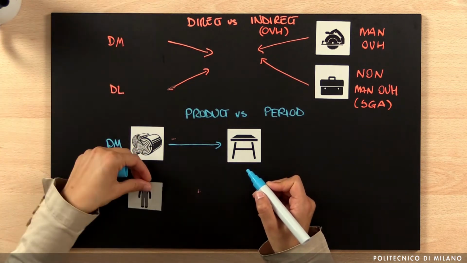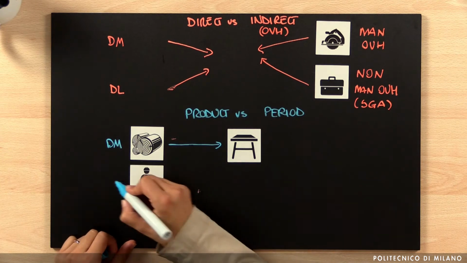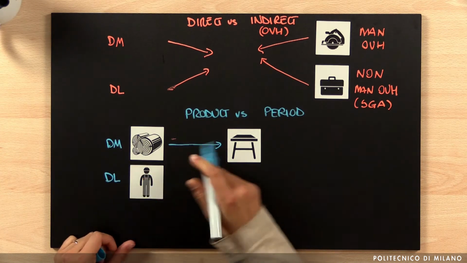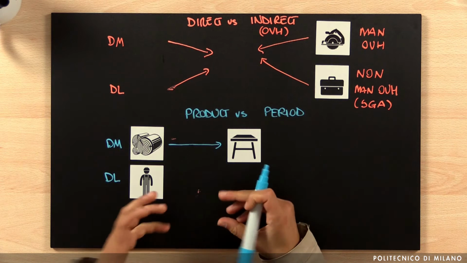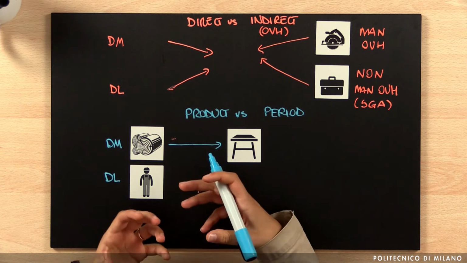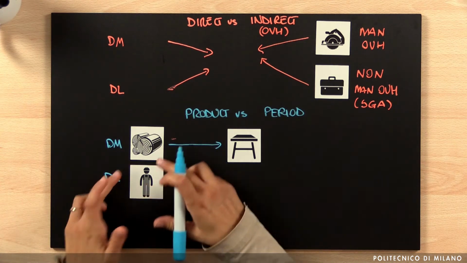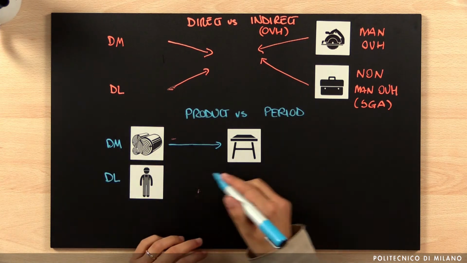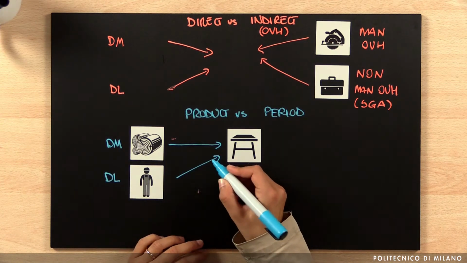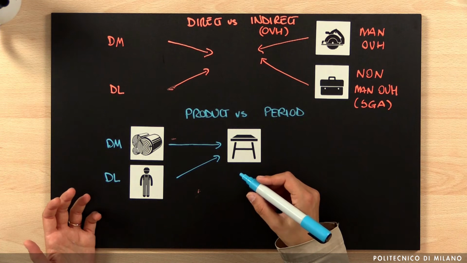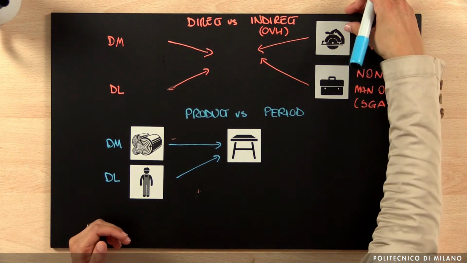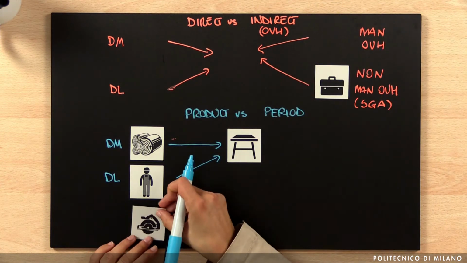Then we will have the direct labor. And the direct labor, again, represents a production cost because we are talking about employees that are physically involved in the transformation of the raw material, in this case the wood, into the final product, so into the table. And then we have a third category of product cost that is represented by the so-called manufacturing overhead.